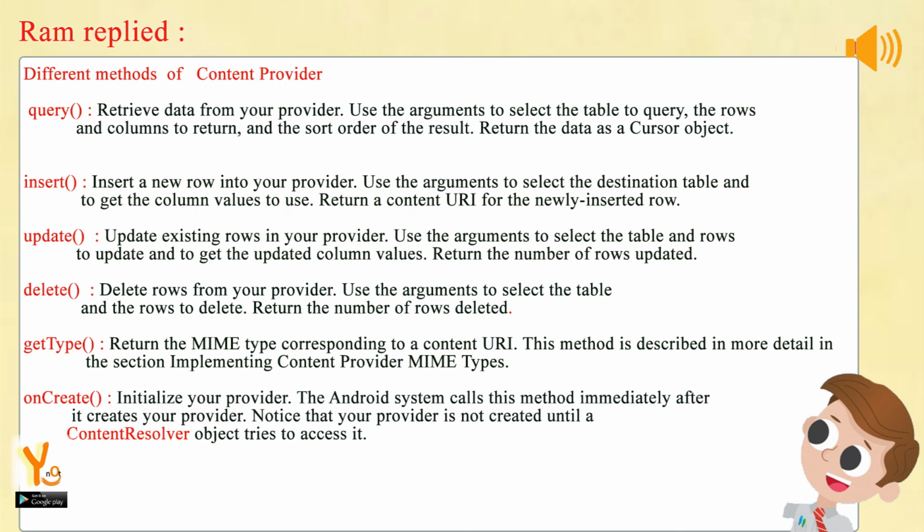getType. Return the MIME type corresponding to a content URI. This method is described in more detail in the section Implementing content provider MIME types.